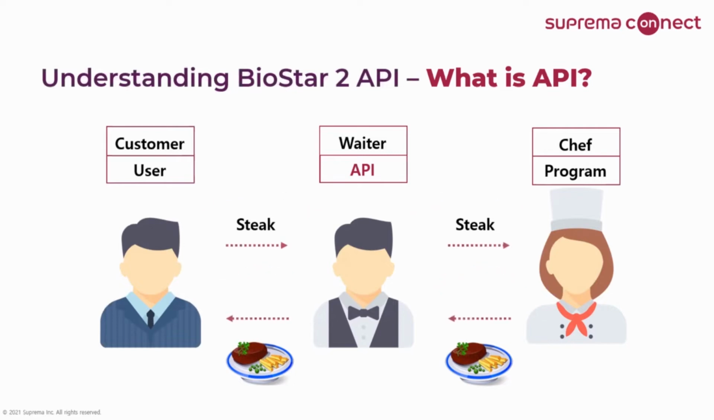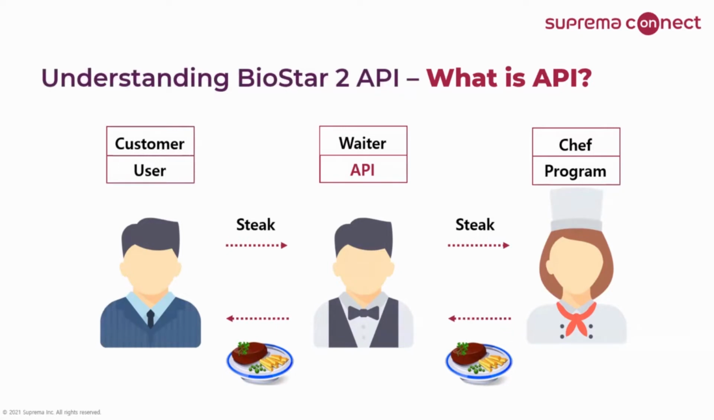Let's take a look at the role of the waiter in this scenario. The waiter informs the customer about the menu and requests the kitchen to make the ordered dish. Then he delivers the finished dish to the customer.